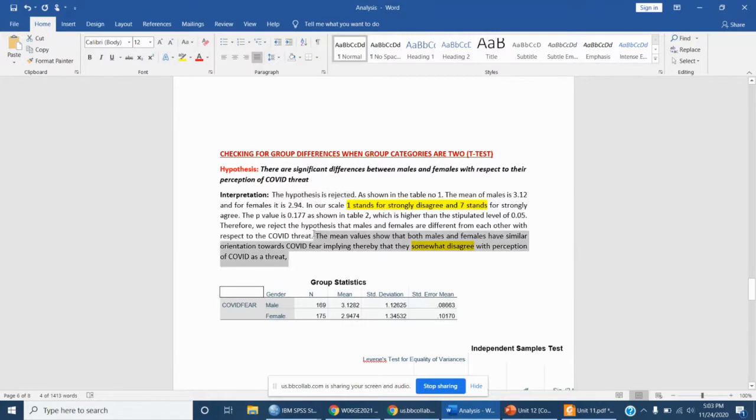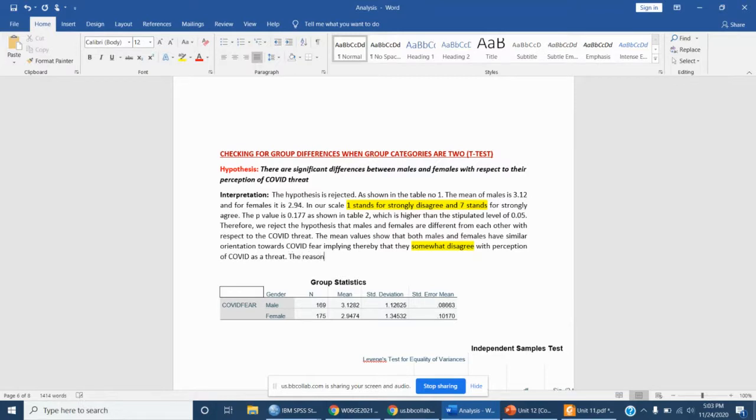So I have not explained here why males and females don't perceive COVID as a threat. Why? This is not explained here. So you need to give reasons here as well for why they have not perceived it. It may be referred to the overall culture of the country, or maybe because the data was collected when the first wave of COVID was subsiding. Okay, maybe so. I will write the explanation here.